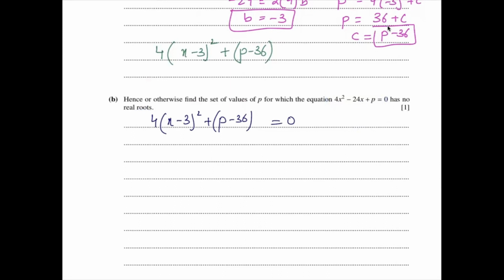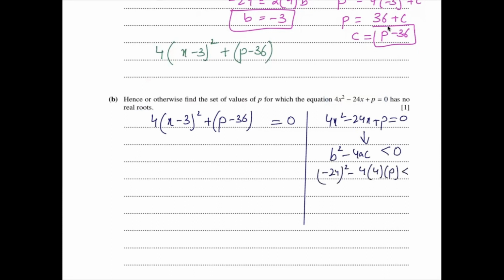So there are two ways of doing this. If we use the original form 4x² − 24x + p, we use the concept of discriminant, and for this equation to have no real roots, the discriminant must be less than 0. So b² − 4ac < 0. If we solve this, 24² is 576 minus 16p, so 16p is greater than 576. P is greater than 36. So that's the set of values of p.